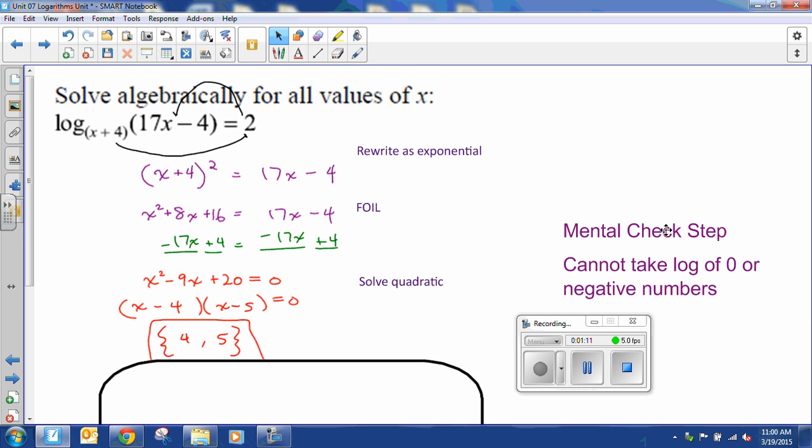You must always do a check step. Right? You take 4, you plug it back in. You take 5, you plug it back in. You want to check if you're taking the log of a negative or 0 number. That does not happen here, so 4 and 5 are both acceptable answers.